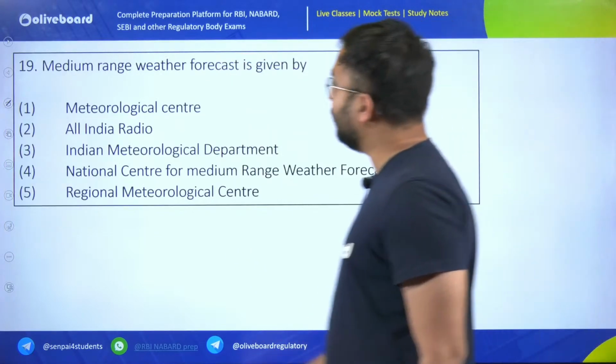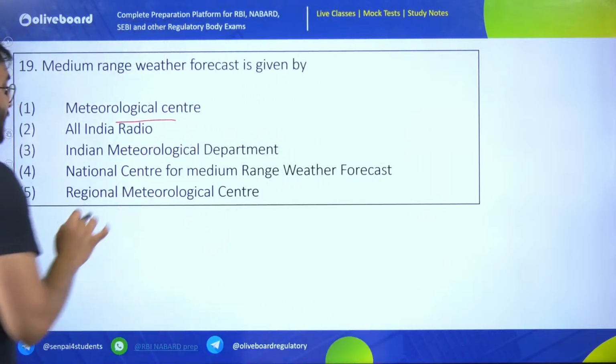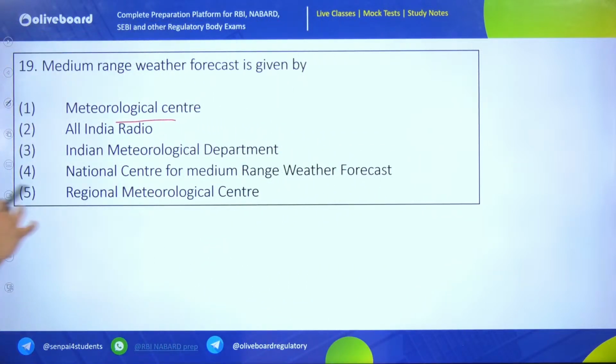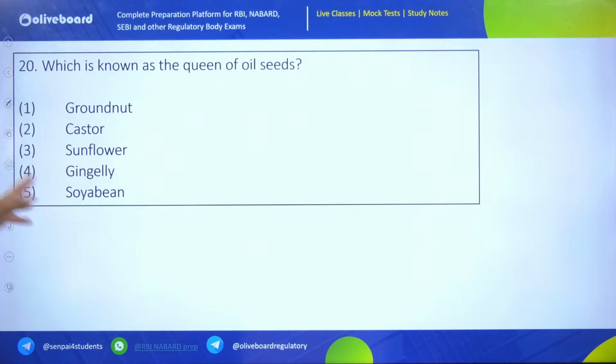Next. Medium range weather forecast is given by Meteorological Center, All India Radio, Indian Meteorological Department, National Center for Medium Range Weather Forecast and Regional Meteorological Center. The answer is National Center for Medium Range Weather Forecast.